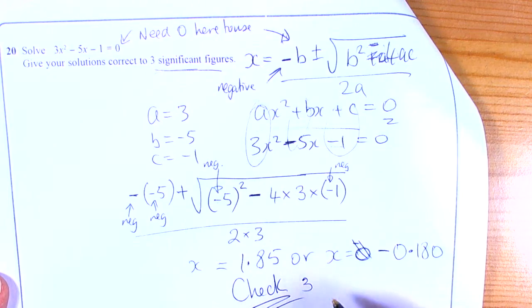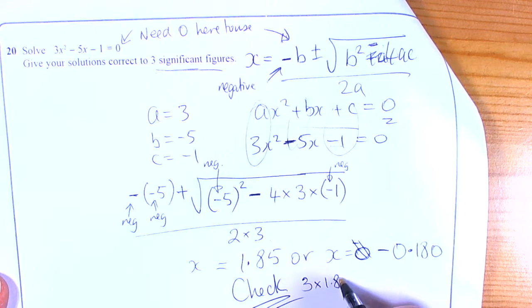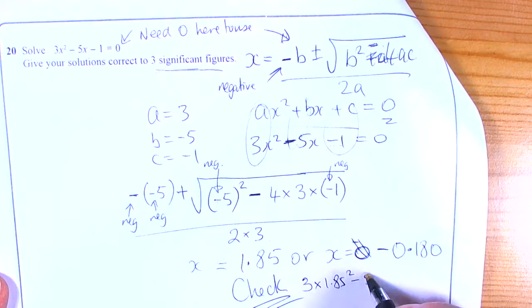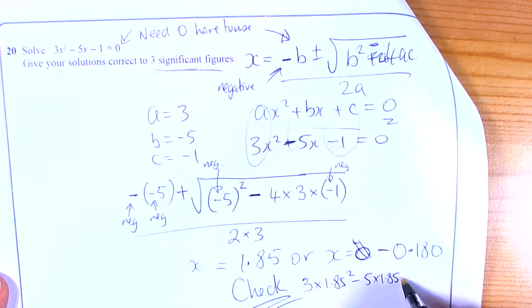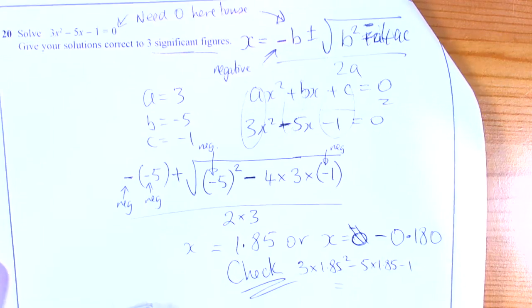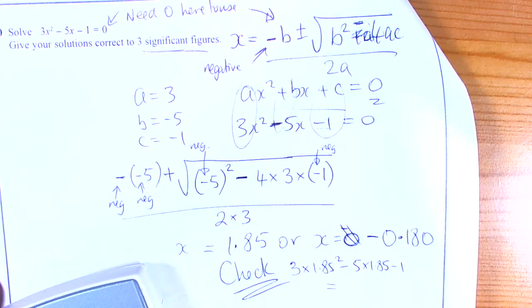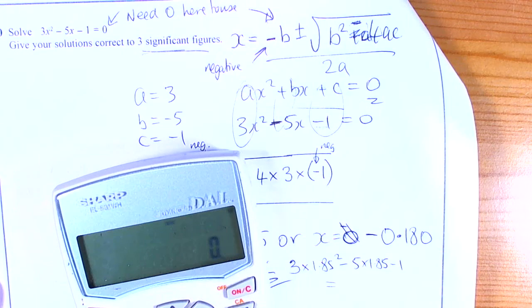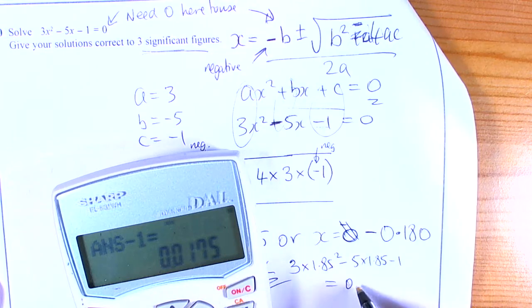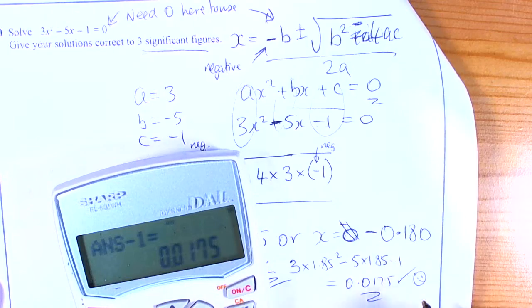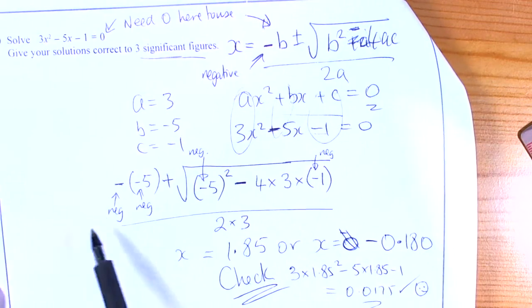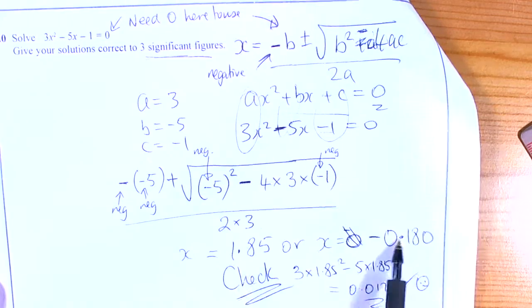The check would be, for this one, it would be 3 times 1.85 squared, take away 5 times 1.85, take away 1, and we'd expect the answer to be close to 0. Not exactly 0 because we've rounded our x values. So we've got 3 times 1.85 squared, take away 5 times 1.85, take away 1. So we ended up with an answer of 0.0175, close enough to 0, so our check worked. So we can be happy that all our work should have paid off with full marks.